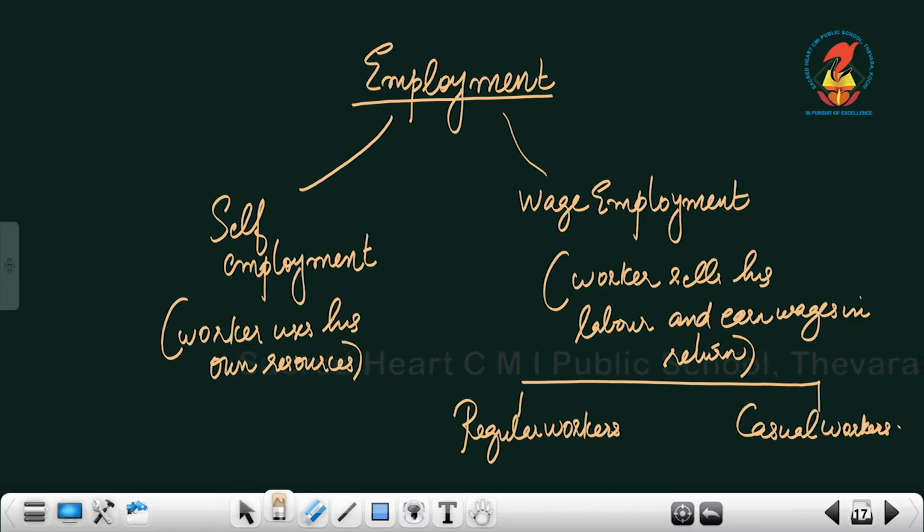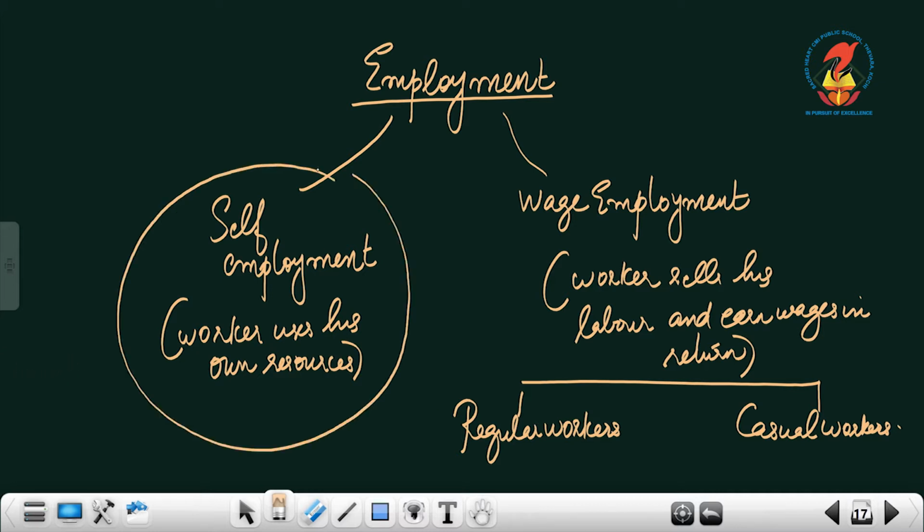Next is employment, the structure of employment. You have already learned about the definition of employment. Now let us categorize the employment into two. There are two types. One is self-employment and the other one is wage employment. Now what is self-employment? Self-employment means self-employed. The worker uses his own resources.